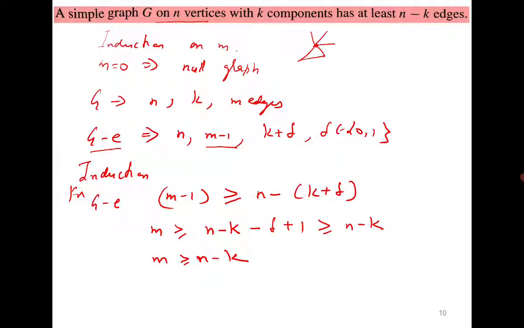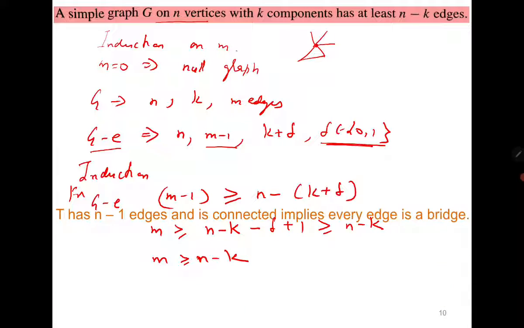So again, try to understand that first we need to choose whether to use the induction on n or m. Here if we had used it on n, then we cannot trace the number of components, and therefore we prefer to use it on m, because when I delete an edge, the number of components remains as it is or gets increased by 1.